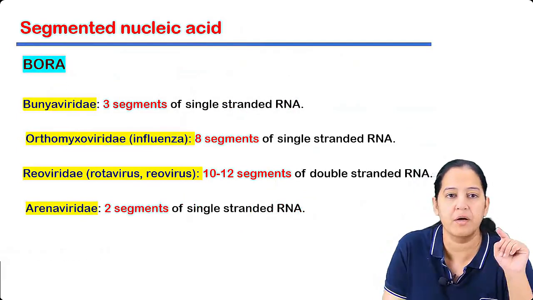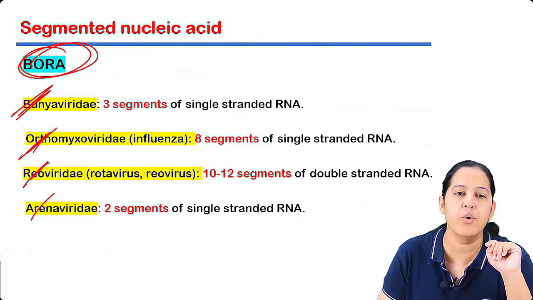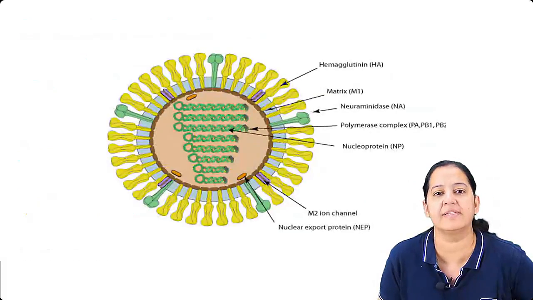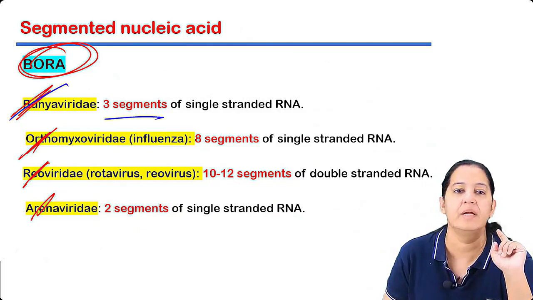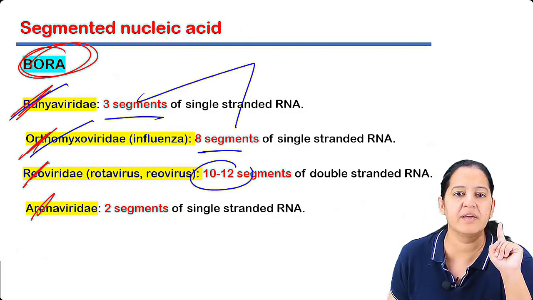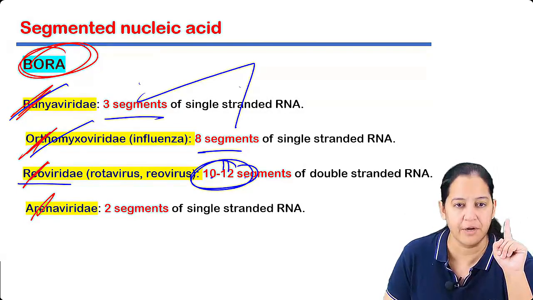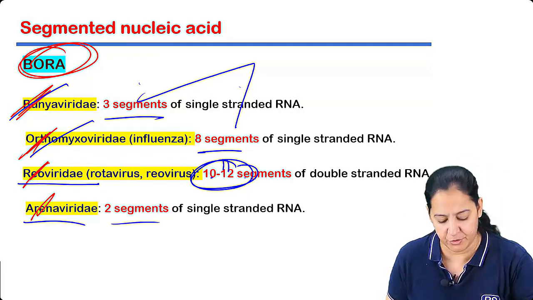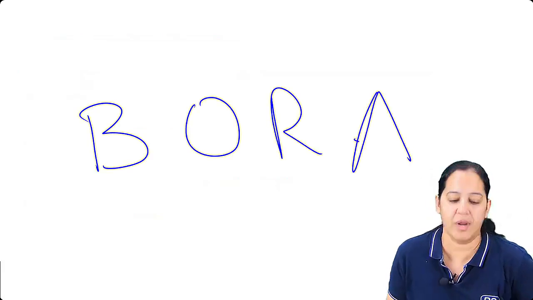What is BORA? They all are RNA: Bunia, orthomyxo, Rio, arena. BORA. Say yes. You have to learn the number of fragments also. In Bunia, it is 3. In orthomyxo, it's 8. 8 plus 3, 11. 10 और 12 के बीच में 11. Rio में 11. और arena में 2. This is how I learned. BORA is in pieces.